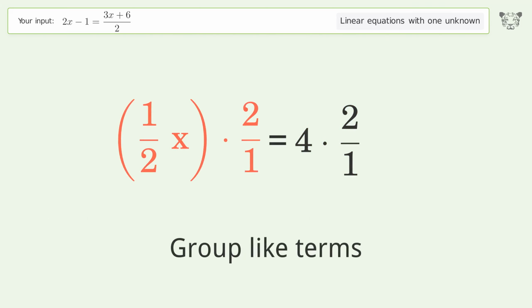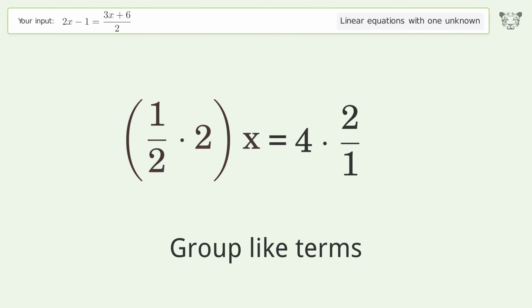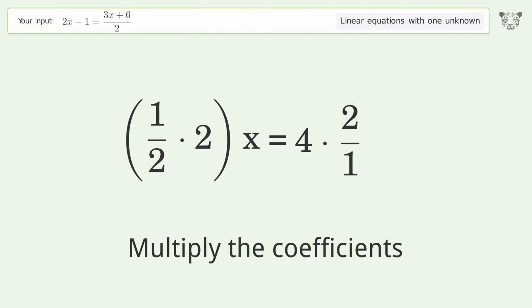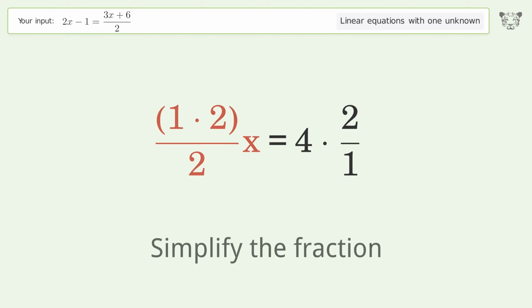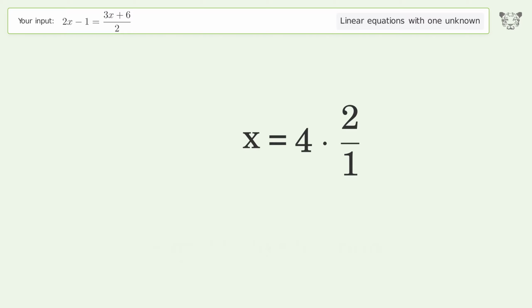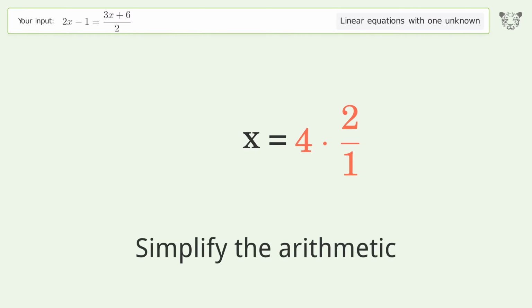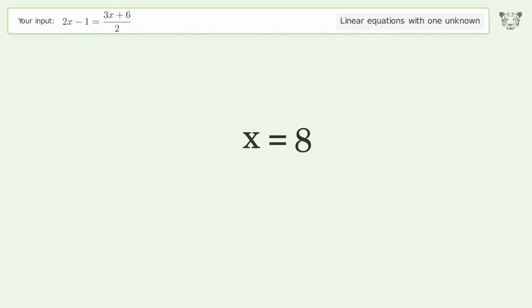Group like terms. Multiply the coefficients. Simplify the fraction. Simplify the arithmetic. And so the final result is x equals 8.